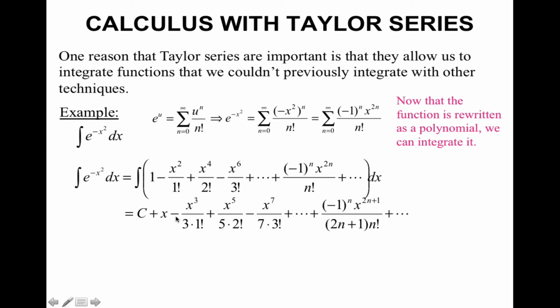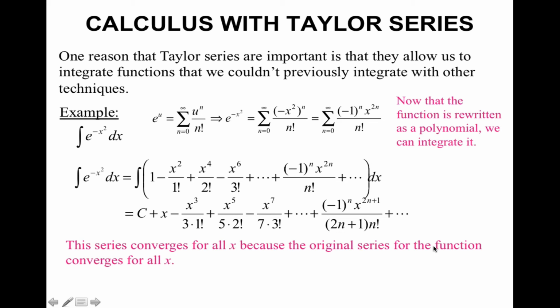plus x minus x cubed over 3 times 1 factorial. I added 1 to the exponent and divided by the new exponent. Same thing with the next term, and then the next term. And when I get down to the general nth term, I add 1 to the exponent of x, divided by the new exponent. So this series will also converge for all of x, because the original series of the function converges for all of x as well.